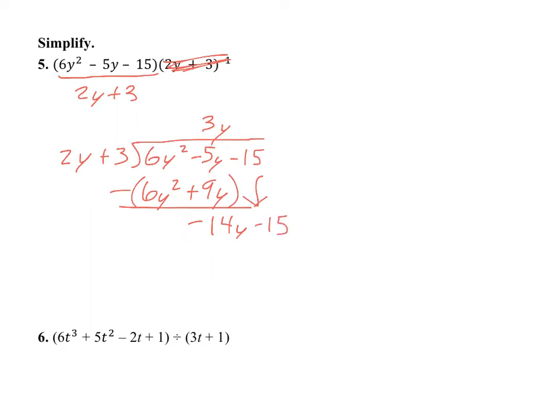Okay, start over. Divide. Negative 14y divided by 2y is negative 7. Multiply the negative 7 with the denominator, negative 14y minus 21, and subtract. The negative 14y's cancel out. Negative 15 plus 21 is 6. And that's your remainder, so you write it with a plus, and then 6 goes over the denominator.